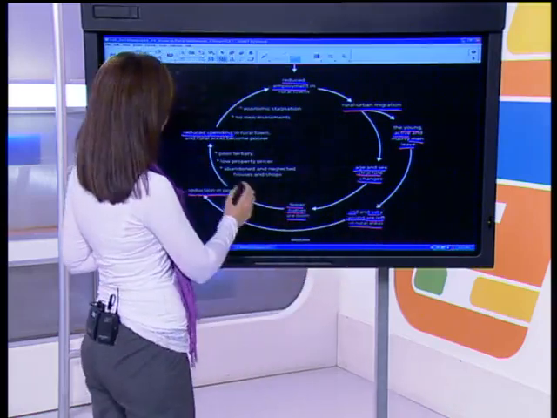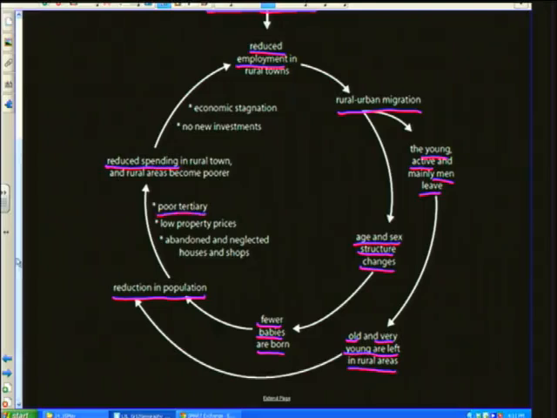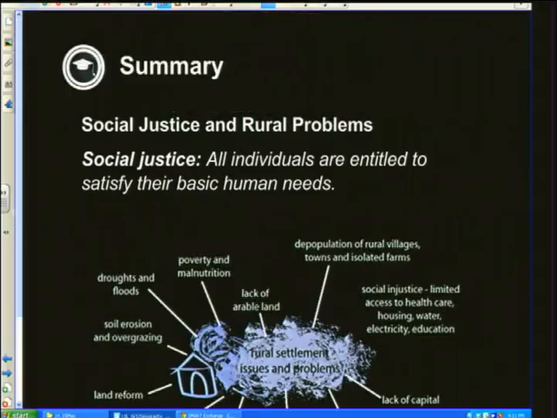Shops close down, restaurants will close down, hotels will close down, because there's not enough of a population to actually sustain that activity. So that means that those people that actually run those services will also be out of a job. We therefore get poor tertiary services. There's low property prices, and also the homes and the shops become very abandoned, dilapidated, and neglected. Further from that, we have economic stagnation, which means the economy is not going to grow, and we have no new investments as well. So that cycle of rural decay is quite important.